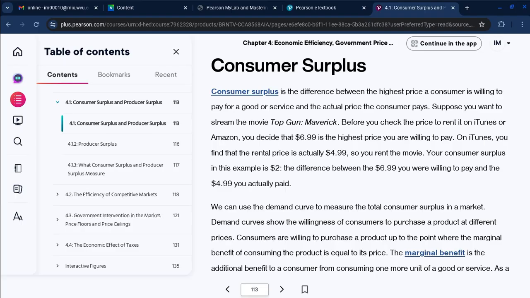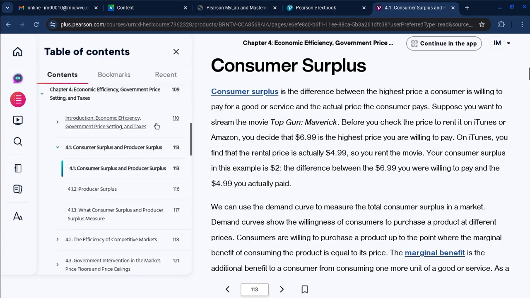All right, welcome to Chapter 4 about economic efficiency, government price controls, and taxes. Building off of the supply and demand graph that we learned about in Chapter 3, we start off with a discussion of consumer and producer surplus.